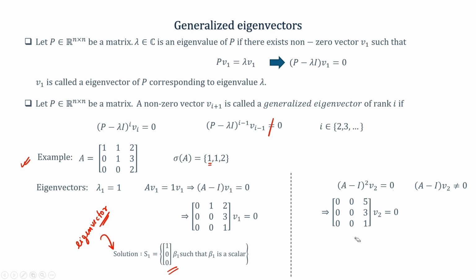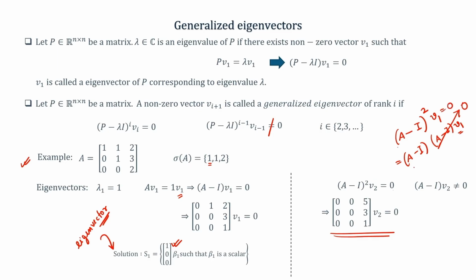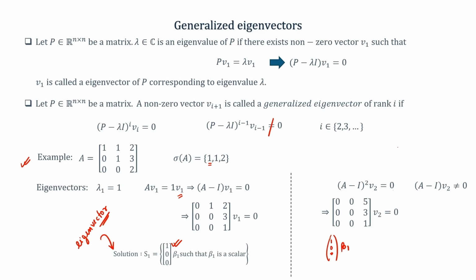Now, notice one thing: this vector, which was an eigenvector, will always satisfy this equation. Why? Because (A minus I) whole square V1 I can rewrite as (A minus I) times (A minus I) V1. But (A minus I) V1 is 0, because V1 is an eigenvector. Therefore, this expression will also come out to be 0. So, the eigenvector that we found will satisfy this equation. That means (1 0 0) beta 1 will be a solution, S1 here. But is this the only solution? No, there are more things that you can find.